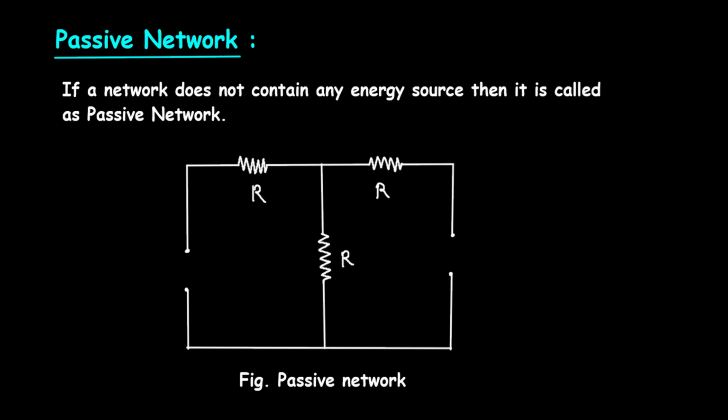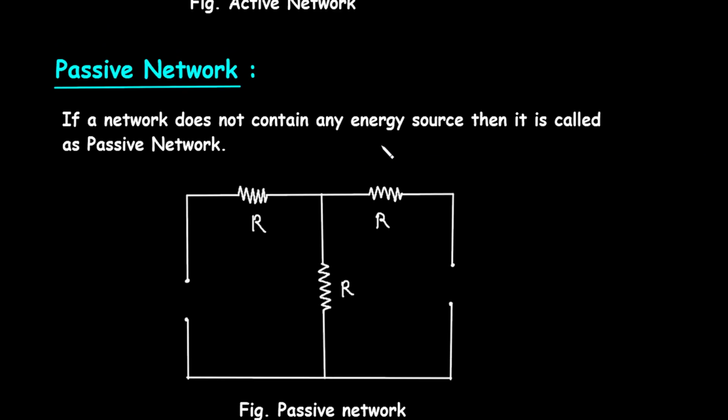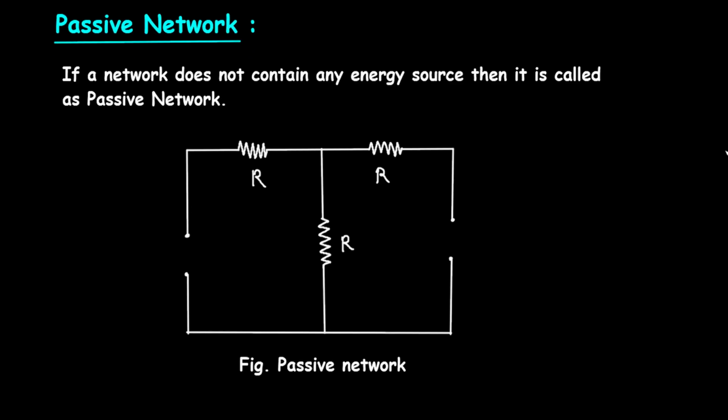Next is passive network. Unlike an active network, if a network does not contain any energy source, then it is called a passive network. Here we can see it does not contain any voltage source or current source. That's why it is called a passive network.